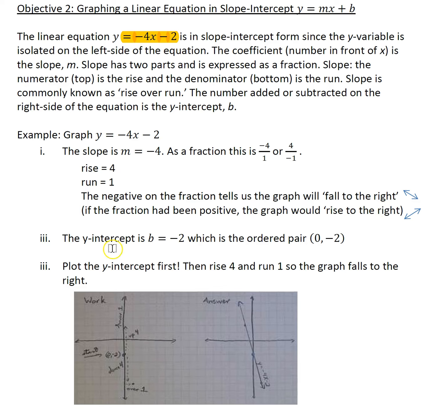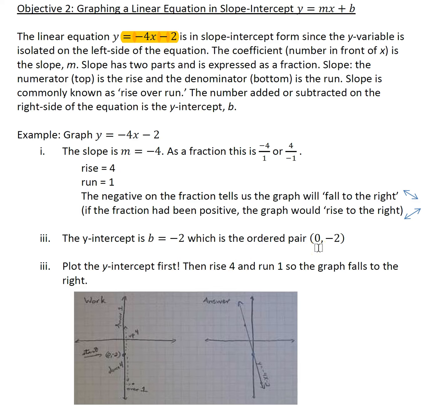Now I'm going to move on to identifying the y-intercept. The y-intercept is notated with the letter b. In this case, it equals negative 2, since that's the number at the very end of the equation. This b is a y-intercept, which is actually a point on the y-axis. So since it's a point, I describe it as an ordered pair.